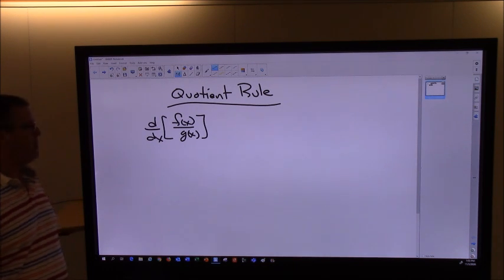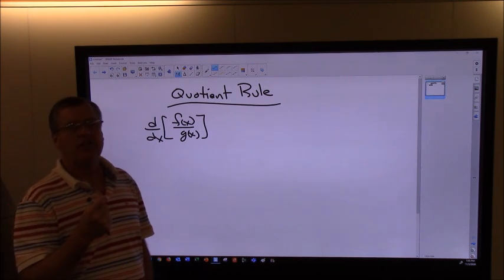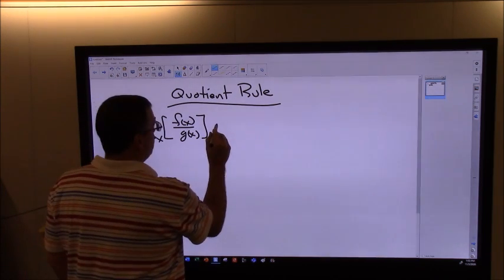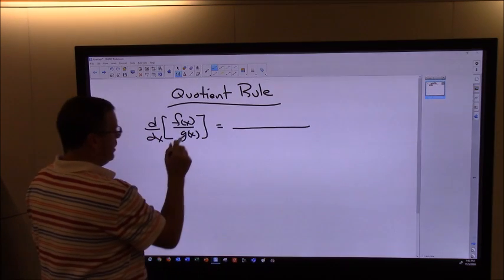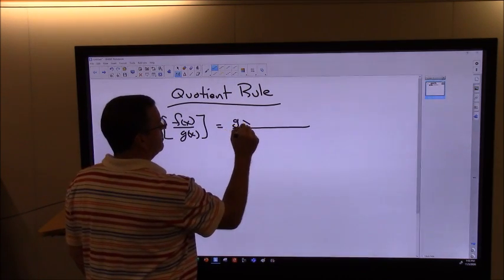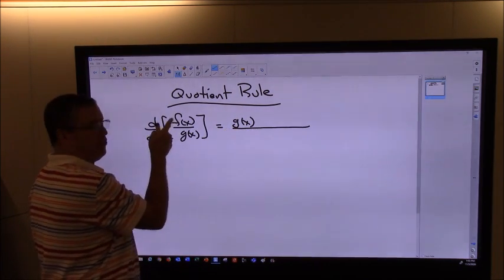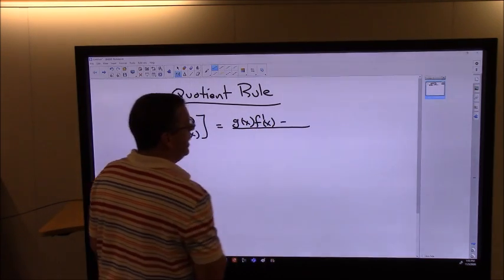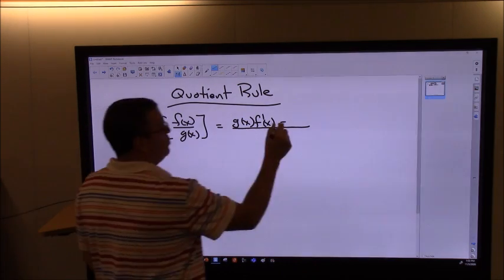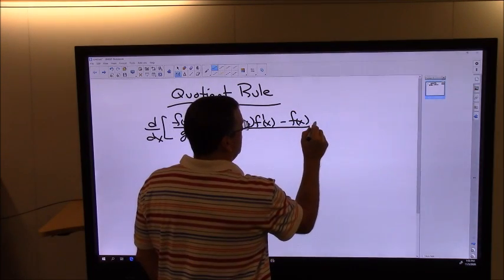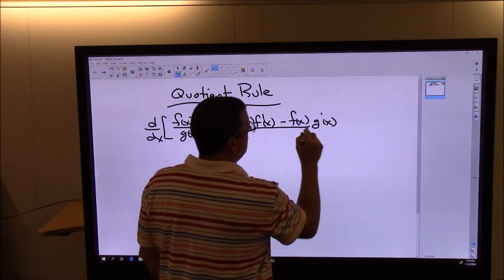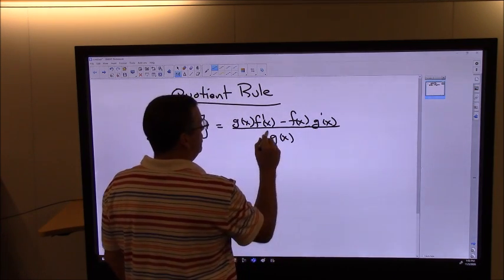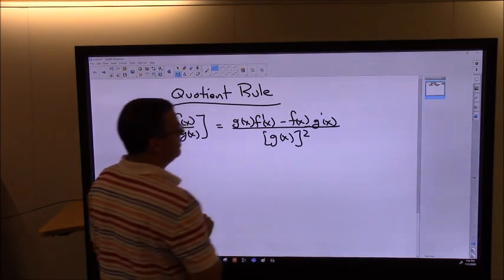This rule's different. I'm not going to go through and do the proof for this. It's a little time consuming. I think I'm going to go straight to the rule. And the rule is this. You take what's in the denominator times the derivative of the numerator minus the numerator times the derivative of the denominator all over the denominator squared.